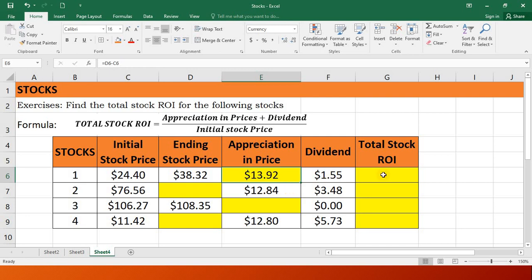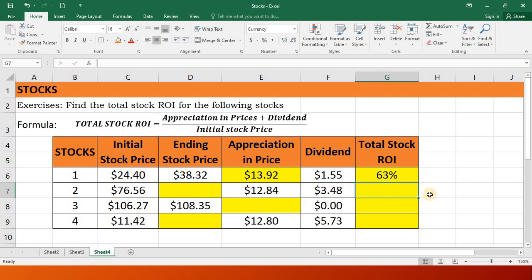13.92 US dollars. So when we compute for the total stock return on investment, this would be equal to the appreciation in price plus the dividend divided by the initial stock price in this cell. But before we hit enter, make sure that the numerator is placed in grouping. We shall be placing open and close parentheses on the numerator. That's in one grouping divided by the denominator initial stock price. Press enter and you get a value of 0.63. This should not be in currency. It should be in percentage form.